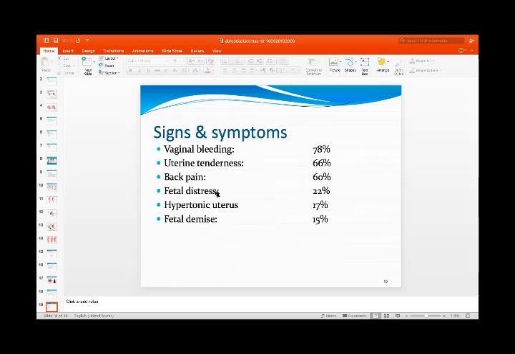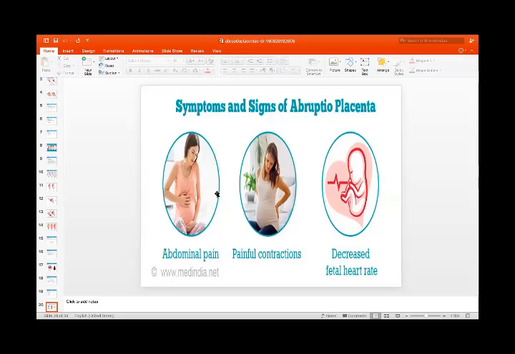A patient with abruption, how will it present? It may present with vaginal bleeding in 80% of cases or not. Uterine tenderness, backache, back pain, fetal distress, hypertonic uterus. On palpation, the uterus will be woody hard, and the baby may die in 15% of cases. So fetal demise. The patient will present with acute abdominal pain, painful uterine contractions, and when you check the fetal heart, there will be decreased fetal heart rate or fetal bradycardia.